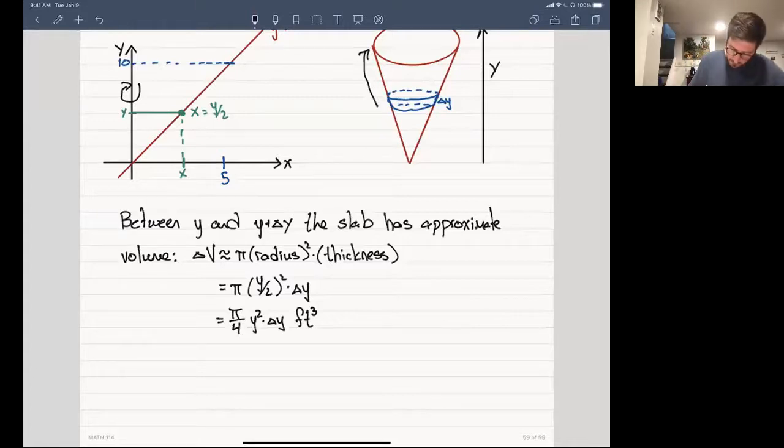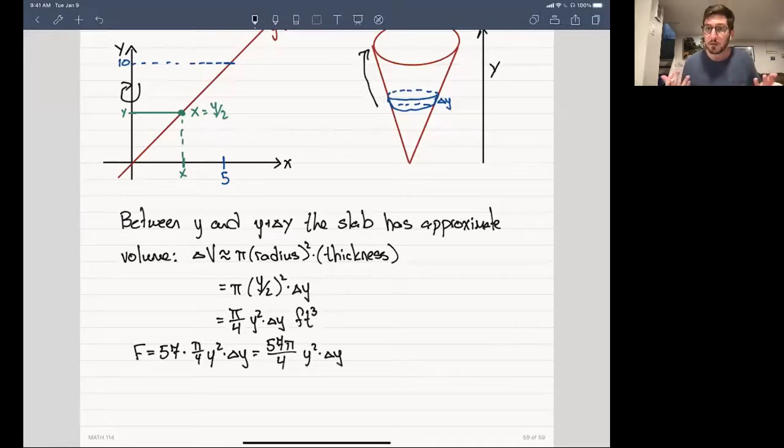So that gives us force is equal to 57, the density, and then multiplied by pi over 4 y squared delta y, which it's not going to clean up at all. We're just going to keep all of the constants down front.